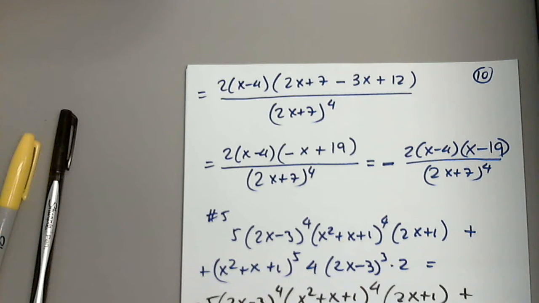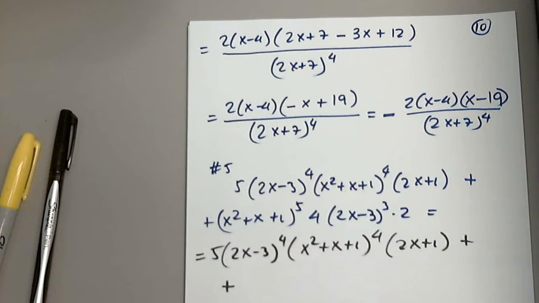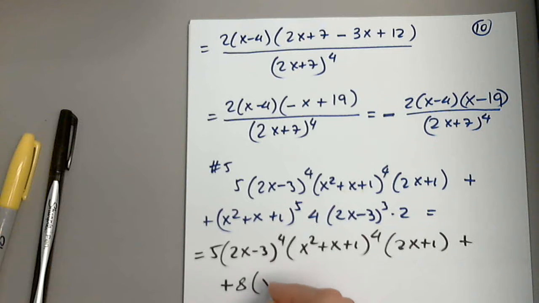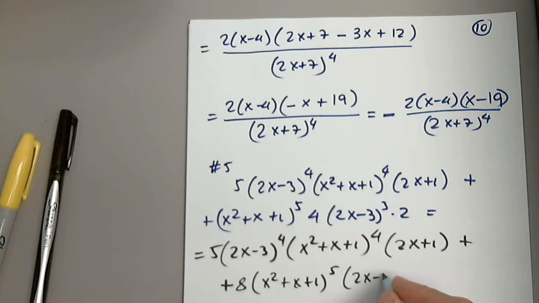How are we going to simplify the second term? 4 times 2. Yes, and put what in front? 8. Very good. So this is x squared plus x plus 1 to the 5th, 2x minus 3 cubed.